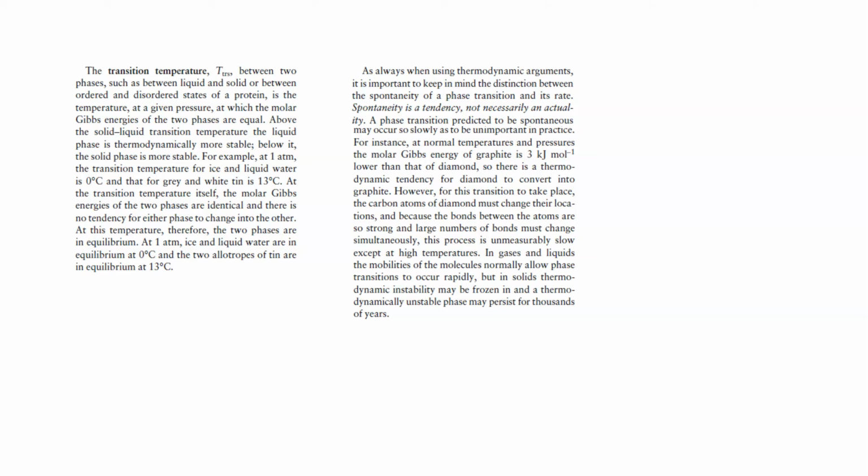For example, at 1 atmosphere, the transition temperature for ice and liquid water is 0 degrees Celsius, and that for gray and white tin is 13 degrees Celsius. At the transition temperature itself, the molar Gibbs energies of the two phases are identical, and there's no tendency for either phase to change into the other. At this temperature, therefore, the two phases are in equilibrium at 0 degrees Celsius, and the two allotropes of tin are in equilibrium at 13 degrees Celsius.